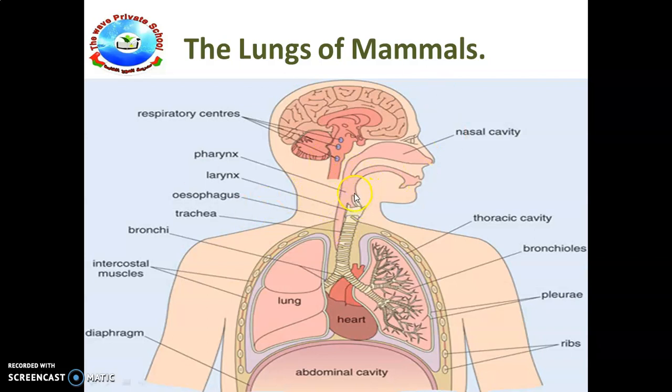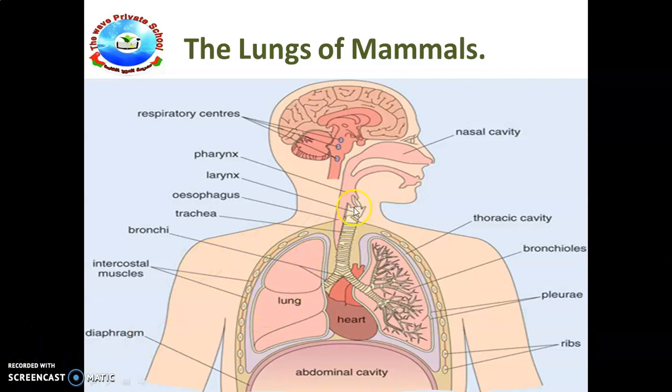Above it is a cartilaginous flap, the epiglottis. This is the epiglottis we say. Glottis and epiglottis work to prevent the entry of food into the trachea. This is the structure preventing the food which we have taken into the food pipe, preventing it from coming into the trachea, not coming into the windpipe.